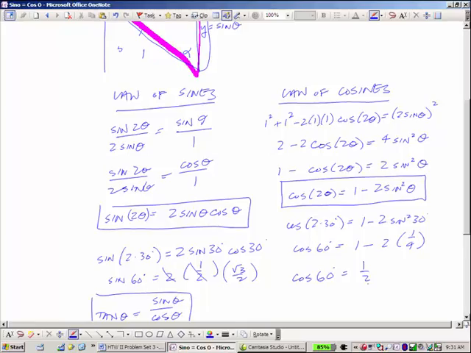So this is a long roundabout way of saying, hey, the cosine of 60 degrees is 1/2. But you knew that. That wasn't anything really important to show you, but it's to show you that the cosine of a double angle is equal to 1 minus 2 sine squared of an angle.